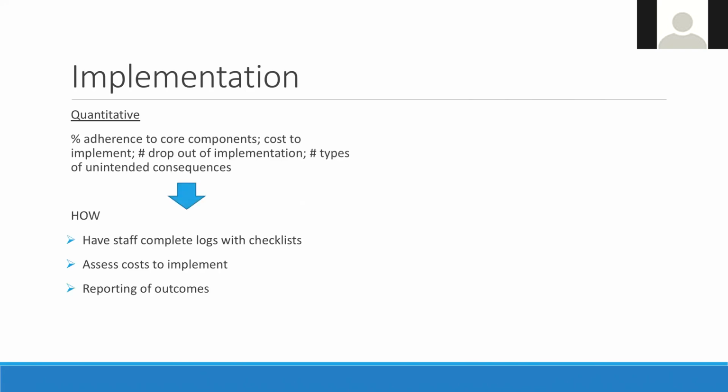Maybe we could have the staff complete logs with checklists of things they did. I did this, I did this. That's probably going to get pretty onerous for them, though, and they might revolt and not do that. You can look at costs, so you can look at reimbursement, maybe for the program. You can look at other outcomes in terms of unintended consequences. Maybe the patient's diabetes measures went up, but then they get worse on something else, like their blood pressure, I don't know, some other aspect that was not intended.